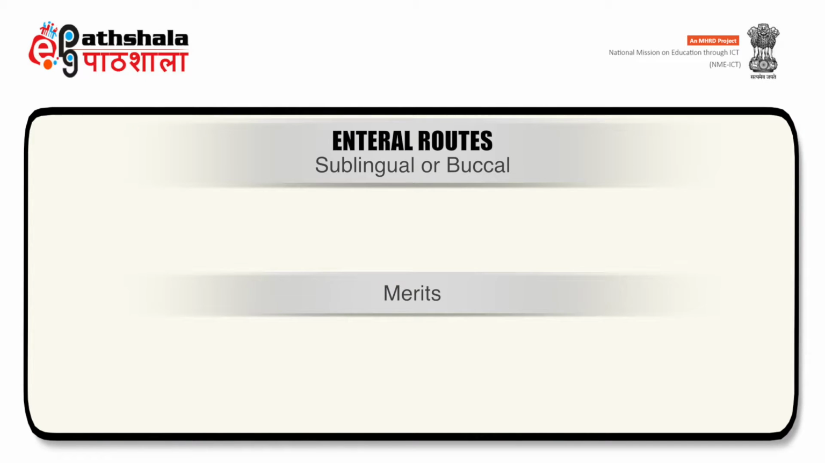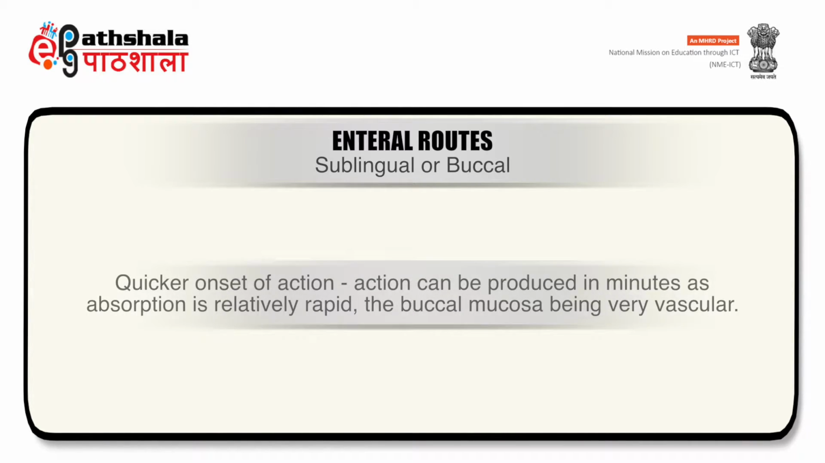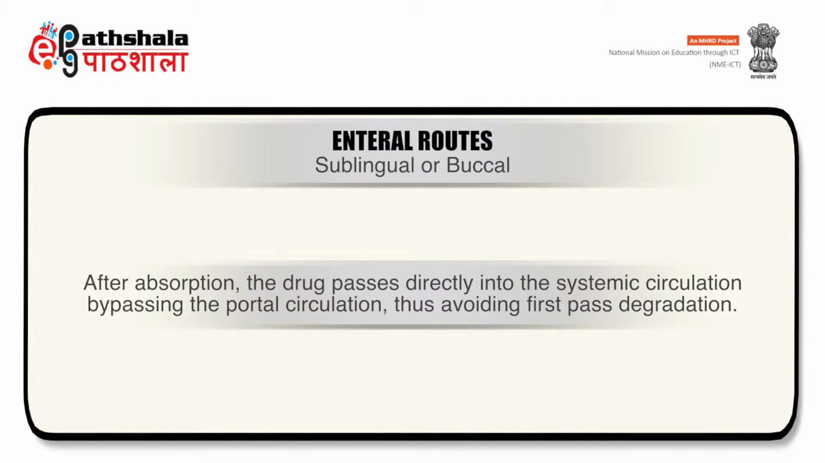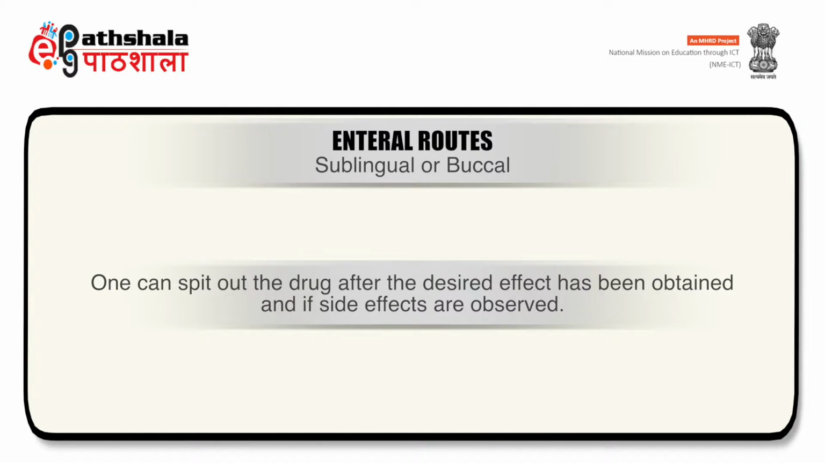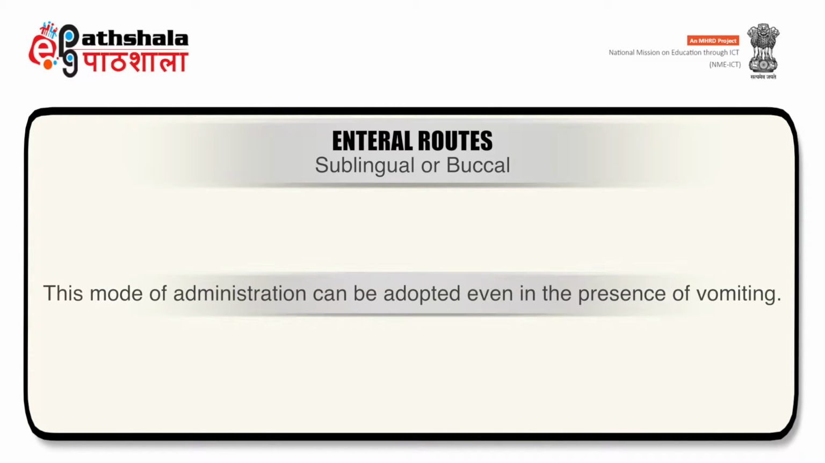Now we will discuss about the merits of sublingual route. There will be quicker onset of action and action is produced within minutes as absorption is relatively rapid. The buccal mucosa is very vascular. After absorption, the drug passes directly into the systemic circulation, bypassing the portal circulation, thus avoiding first pass degradation. Drugs with high liver metabolism can be directly absorbed into the systemic circulation, and one can spit out the drug after the desired effect has been obtained. And if side effects are observed, this mode of administration can be adopted even in the presence of vomiting.